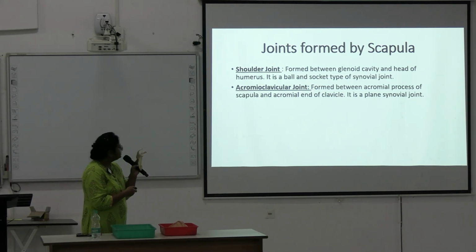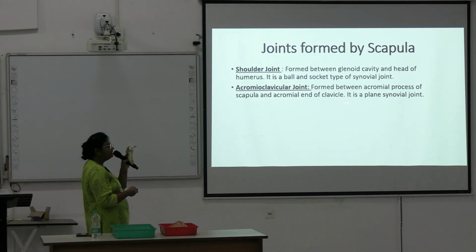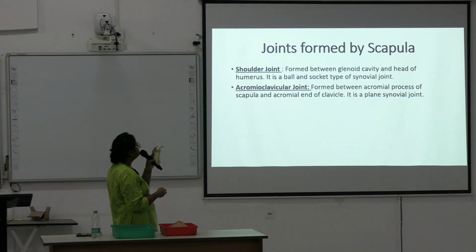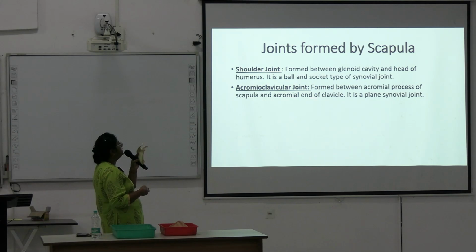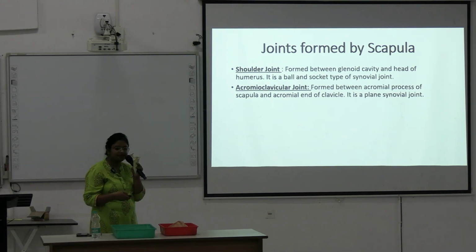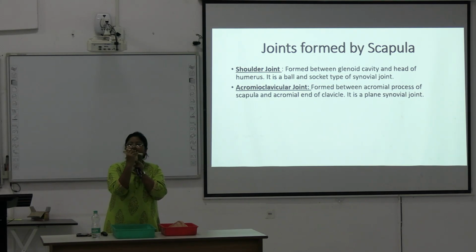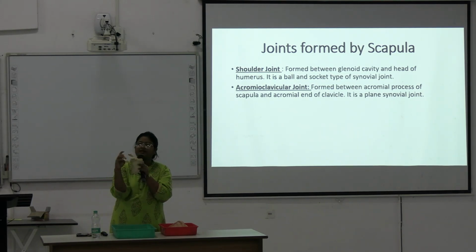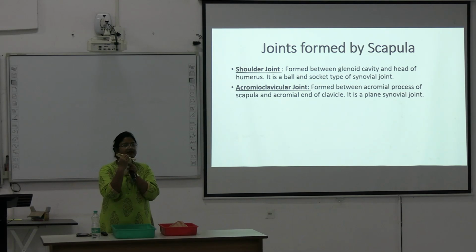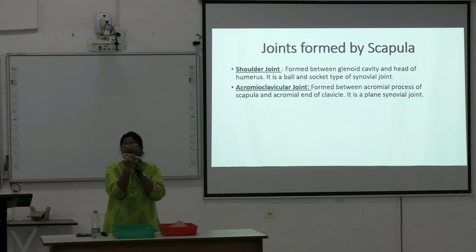And another joint is the acromioclavicular joint, formed between the acromion process of the scapula and the acromial end of the clavicle. It is a plane type of synovial joint. See here, the acromial end of the clavicle articulates with the acromion process of the scapula, forming this plane type of synovial joint known as the acromioclavicular joint. Okay, understood?